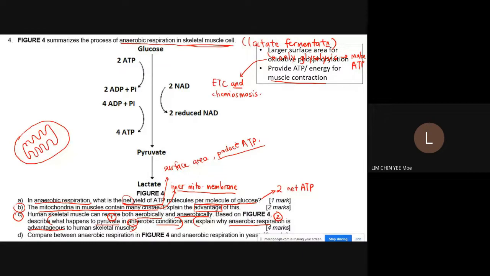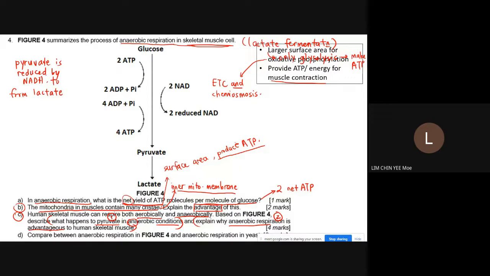That's the thing. If you want to mention it stays in the cytosol, yeah, you can include that about the location, but more importantly, you have to tell this pyruvate, okay? The pyruvate is reduced by NADH to form lactate. Good job. Okay, so sini dah 2 marks. Well done. And now the second part.